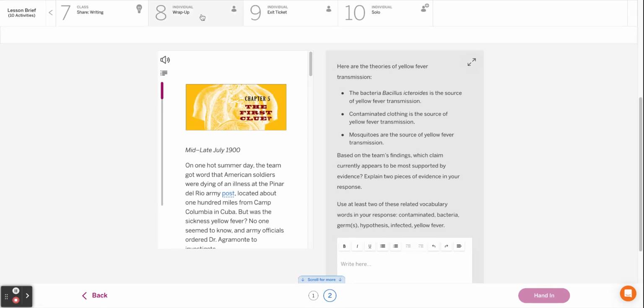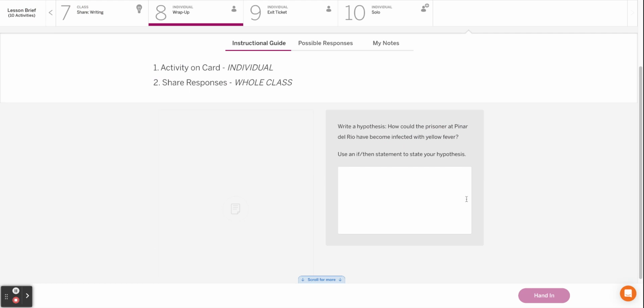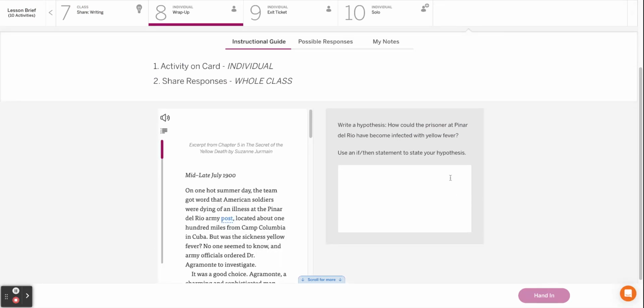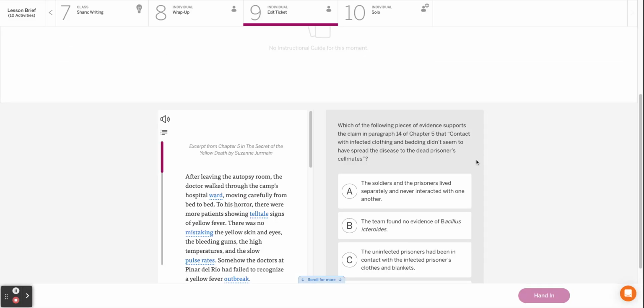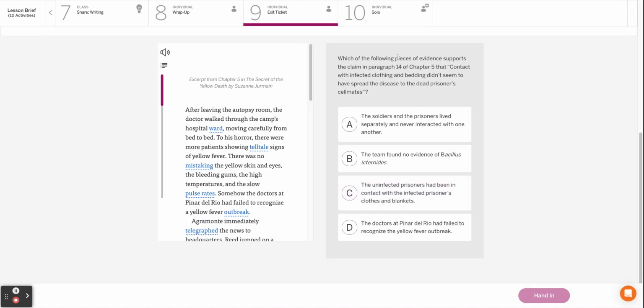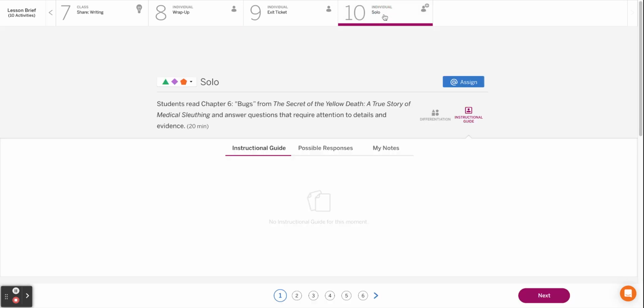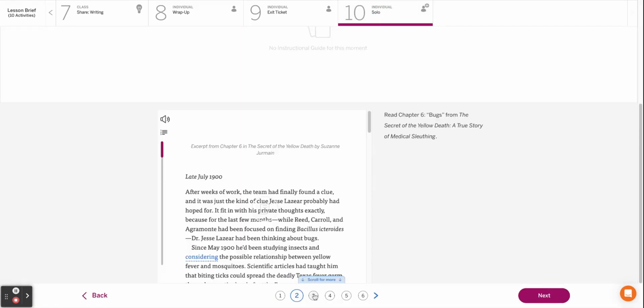Go ahead and head over to activity 8. Write a hypothesis. How could the prisoner at Pinar del Rio have become infected with yellow fever? This needs to be an if-then statement. And then complete your exit ticket, just one question. Go ahead and work on your solo if there is still time.